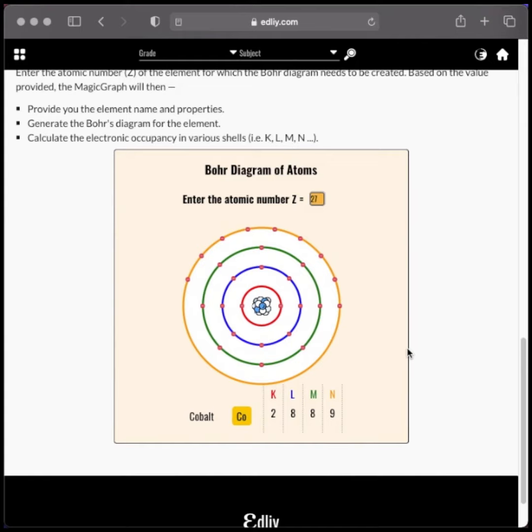At Edley, we communicate fundamental ideas in an easily accessible way. After playing with this magic graph, students are sure to remember these foundational concepts.